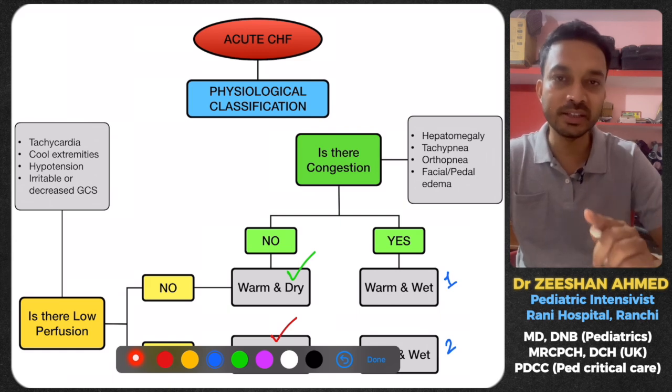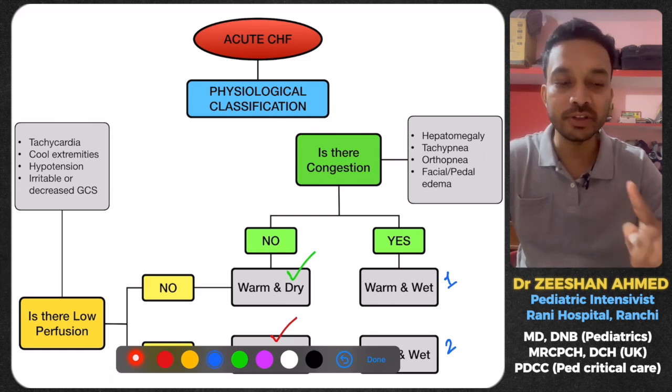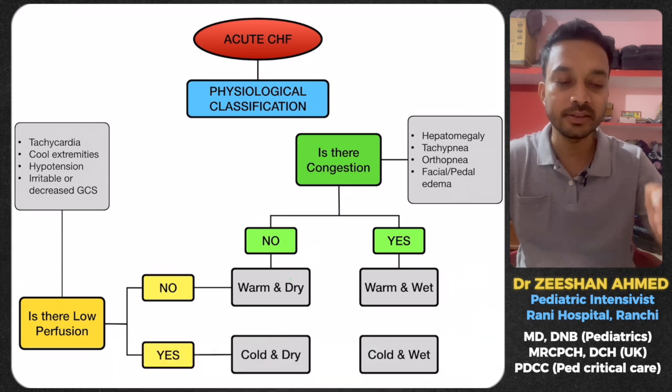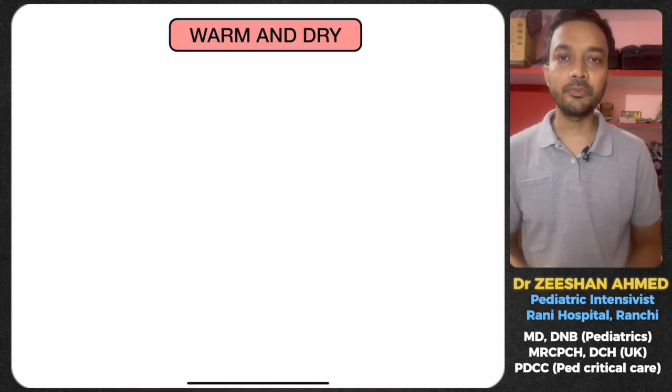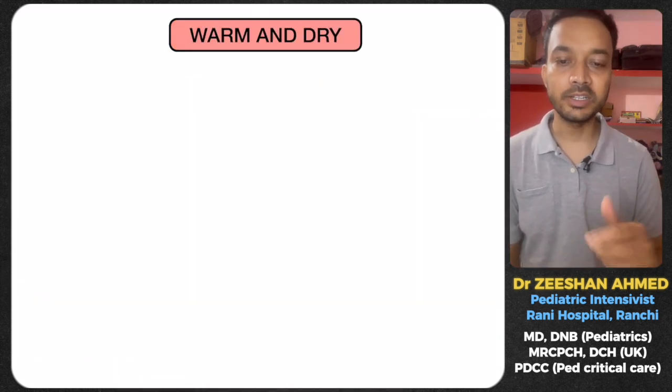And there is one basic difference in the treatment of these two conditions. If it is warm and wet, we give diuretics. And if it is cold and wet, first we use inotropes, which is followed by diuretics. This is the major difference. So next up, we'll discuss each type of heart failure, how it is managed.